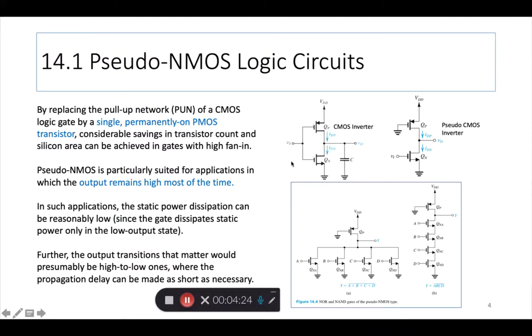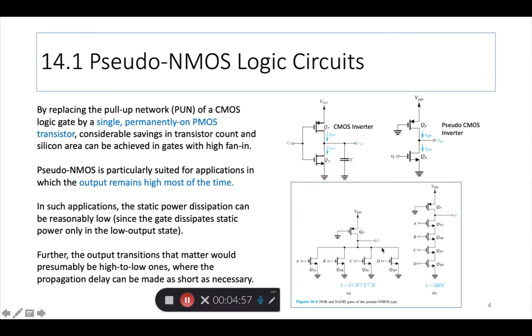So we know this is a standard CMOS inverter on the left side here, and this is a pseudo NMOS inverter. What you'll see is this PMOS transistor, which is part of the pair, right? They always come together. But this PMOS transistor has been connected in a different way. Its gate is grounded.